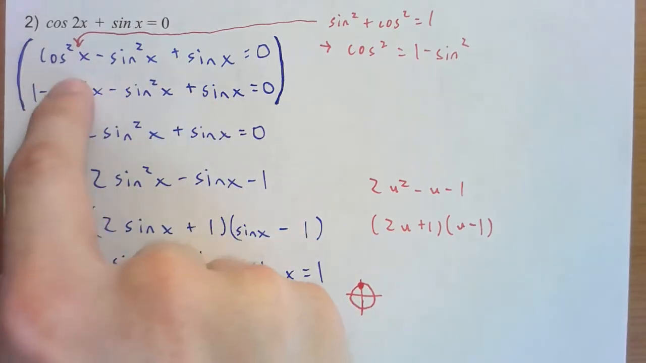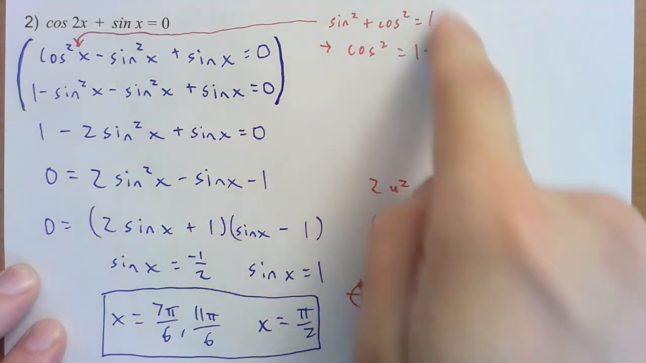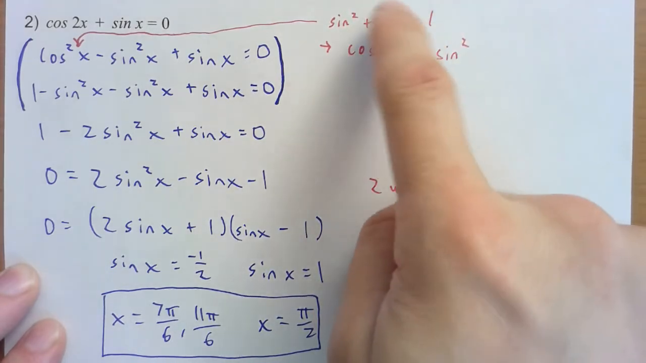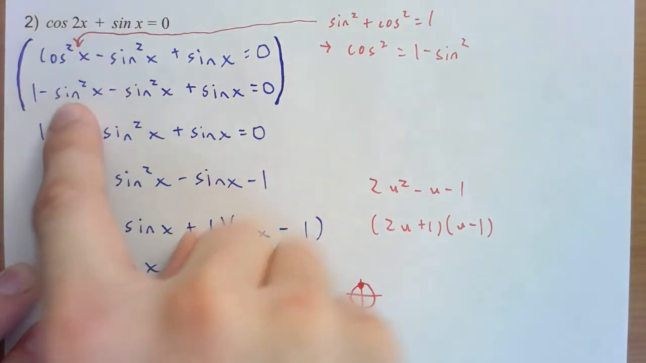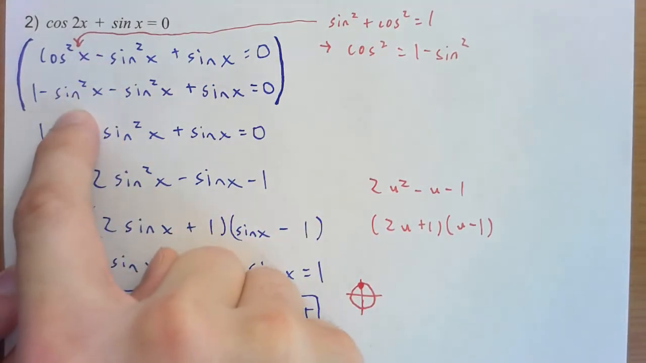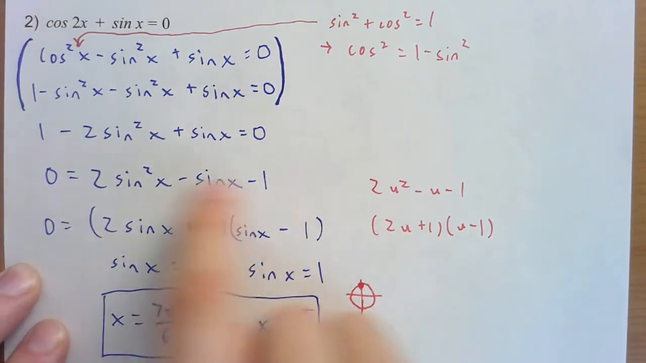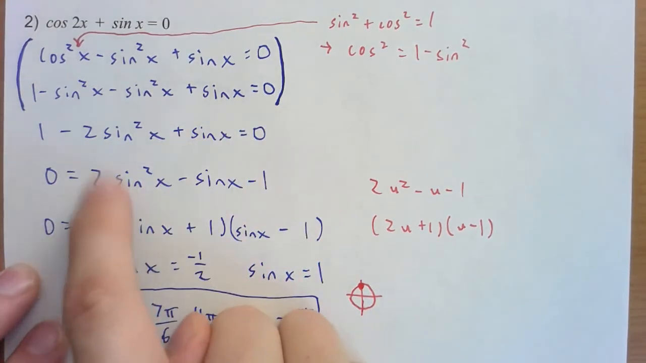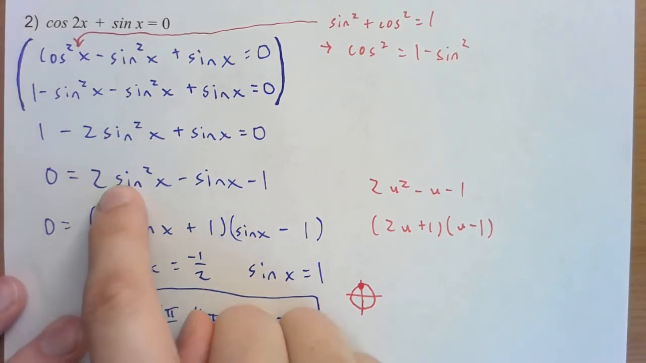So let's try to get rid of the cosine, replace it with something that has sine in it. So we would use sine squared plus cosine squared is 1. Figure out what cosine squared equals. Replace cosine squared with that 1 minus sine squared. And then we end up getting a quadratic in disguise. I moved everything around so that my squared term was positive. That makes it easier for me to factor. Might not bother you, but I like to have my squared term positive.